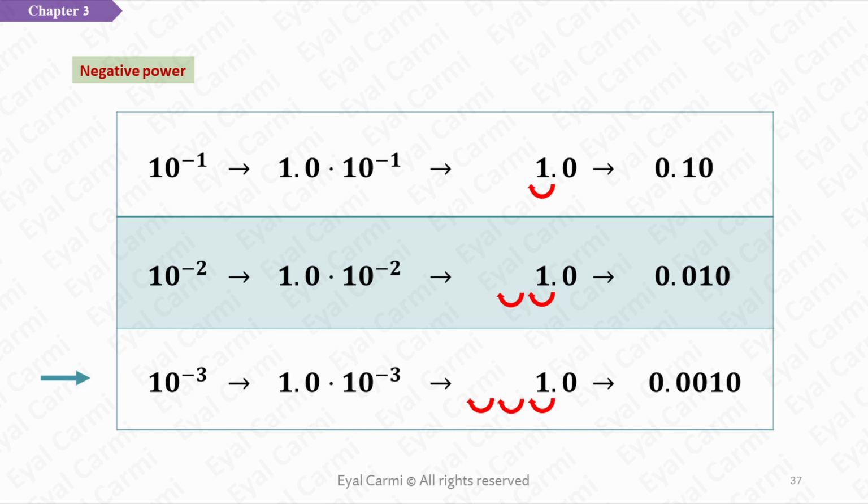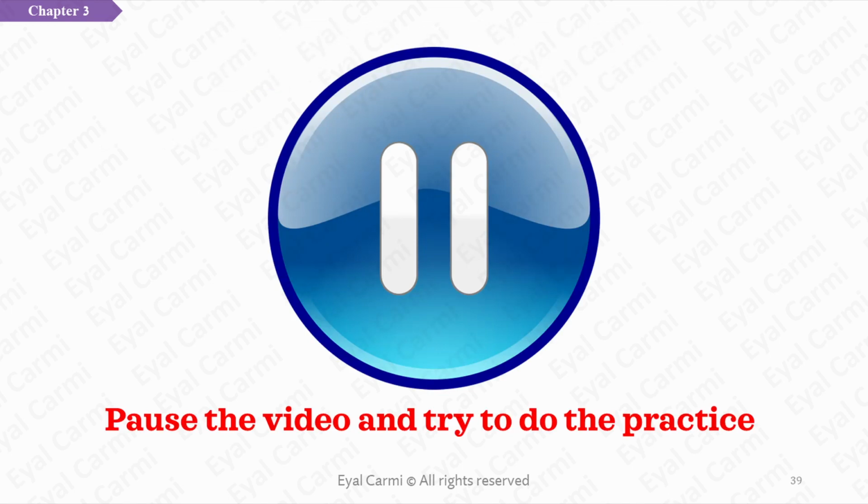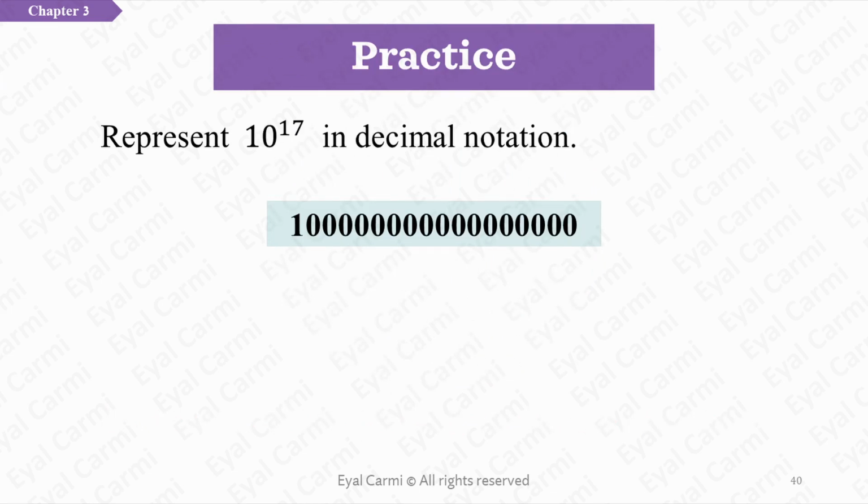Third row. 10 to the power of minus 3 can be written as 1.0 times 10 to the power of minus 3, which is equivalent to writing 1.0 and moving the decimal point 3 steps to the left, and that results in 0.001. Let's practice. Represent 10 to the power of 17 in decimal notation. Pause the video and try to do the practice. To do that, we write 1.0 and move its decimal point 17 steps to the right.